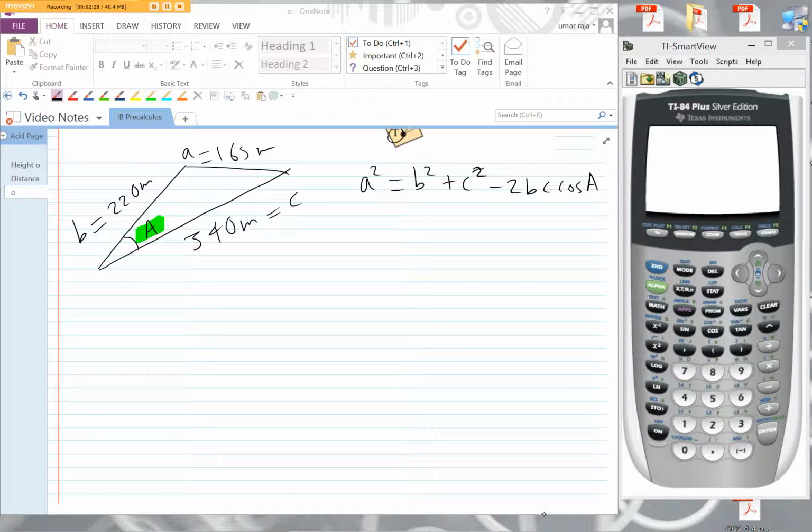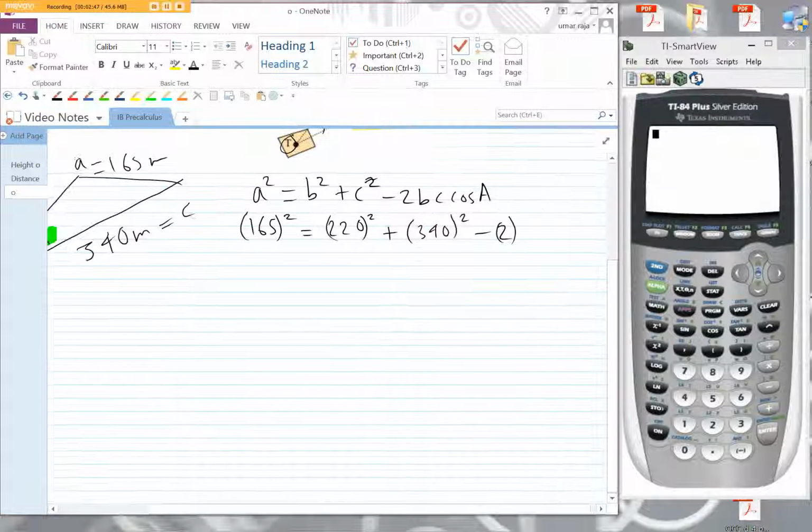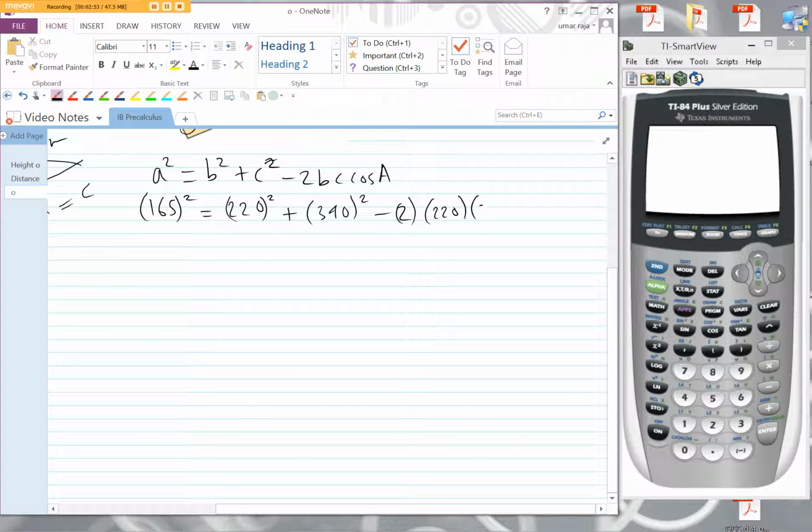So A in this case happens to be 165, and don't forget to put the squares on the top. B in this case is 220, in parentheses, squared. C in this case is 340, in parentheses, squared, minus 2 times sides B and C, which would give you 220 times 340, times the cosine of the angle A, which is what you're solving for in this case.